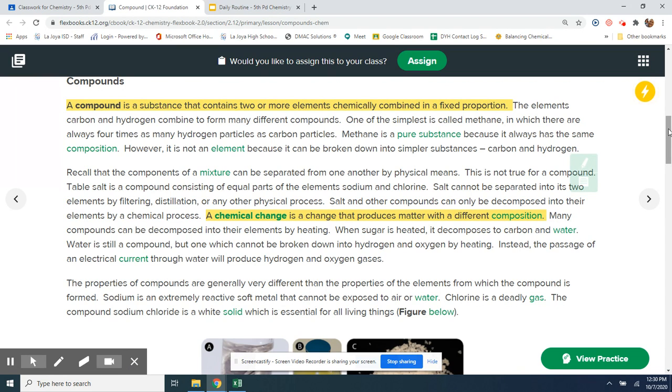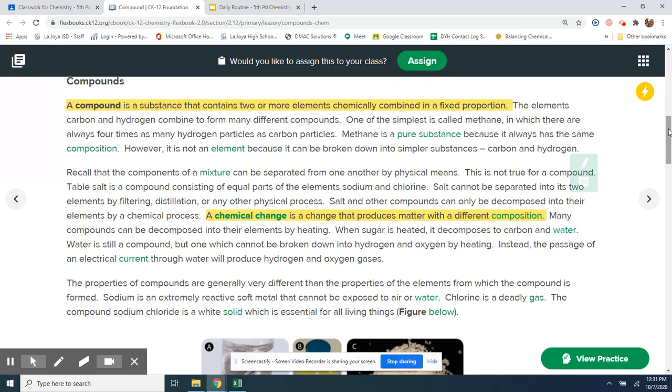Salt cannot be separated into elements by filtering, distillation, or any other physical means. I can't filter out salt from the chlorine. I can't filter chlorine from sodium by filtration or distillation. All I'm going to do is change the way it looks. Salt and other compounds can be decomposed into their elements by a chemical process. What is a chemical process? It's also known as a chemical reaction. Also, you say that the substance has undergone a chemical change.